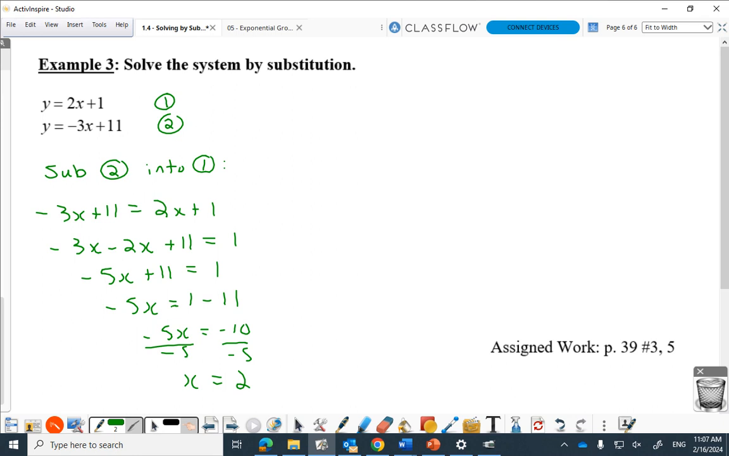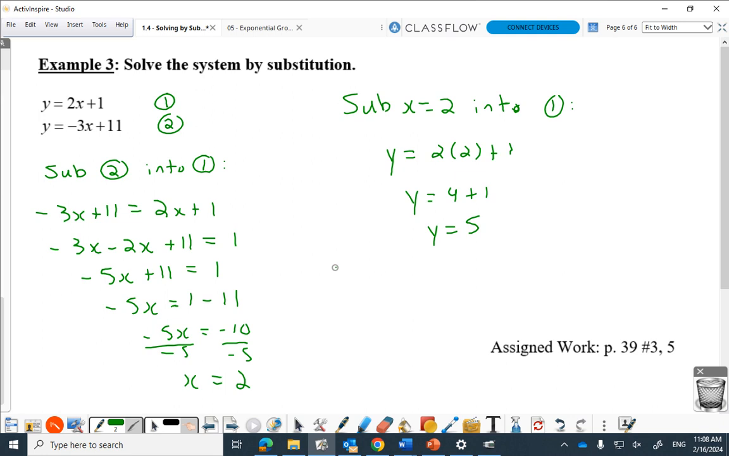And actually, as it turns out, in this question, you could sub it into either one of these. They'll both give, I'm going to look real quick, they both will give answer 5. So that's nice in this particular one. So I'm going to sub it into the first equation, because I think the first equation looks a little easier. That's the only reason I chose that one. So y equals 2 times 2 plus 1, y equals 4 plus 1, y equals 5. Therefore, the solution, I'm going back to saying it that way, but you can say it whichever way you want, is 2, 5.